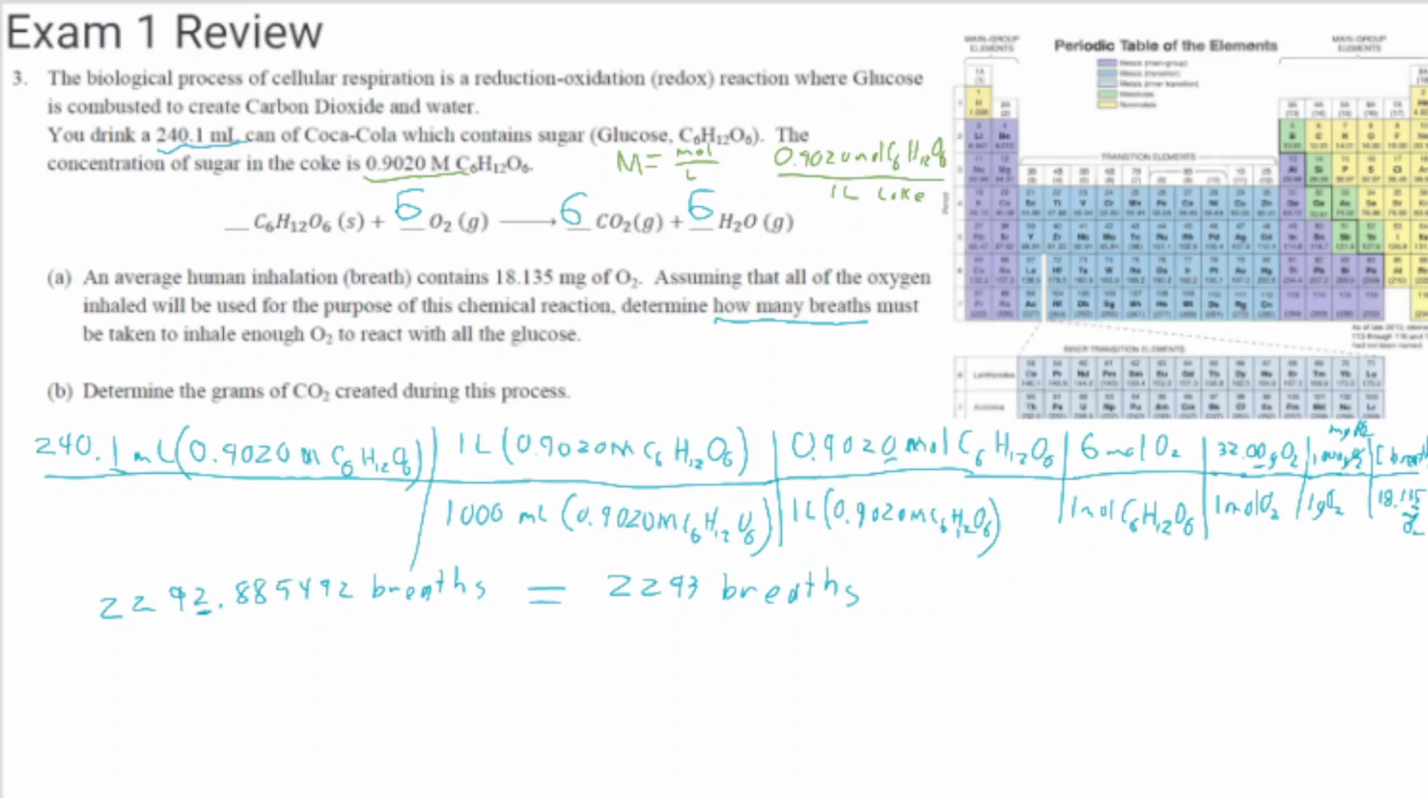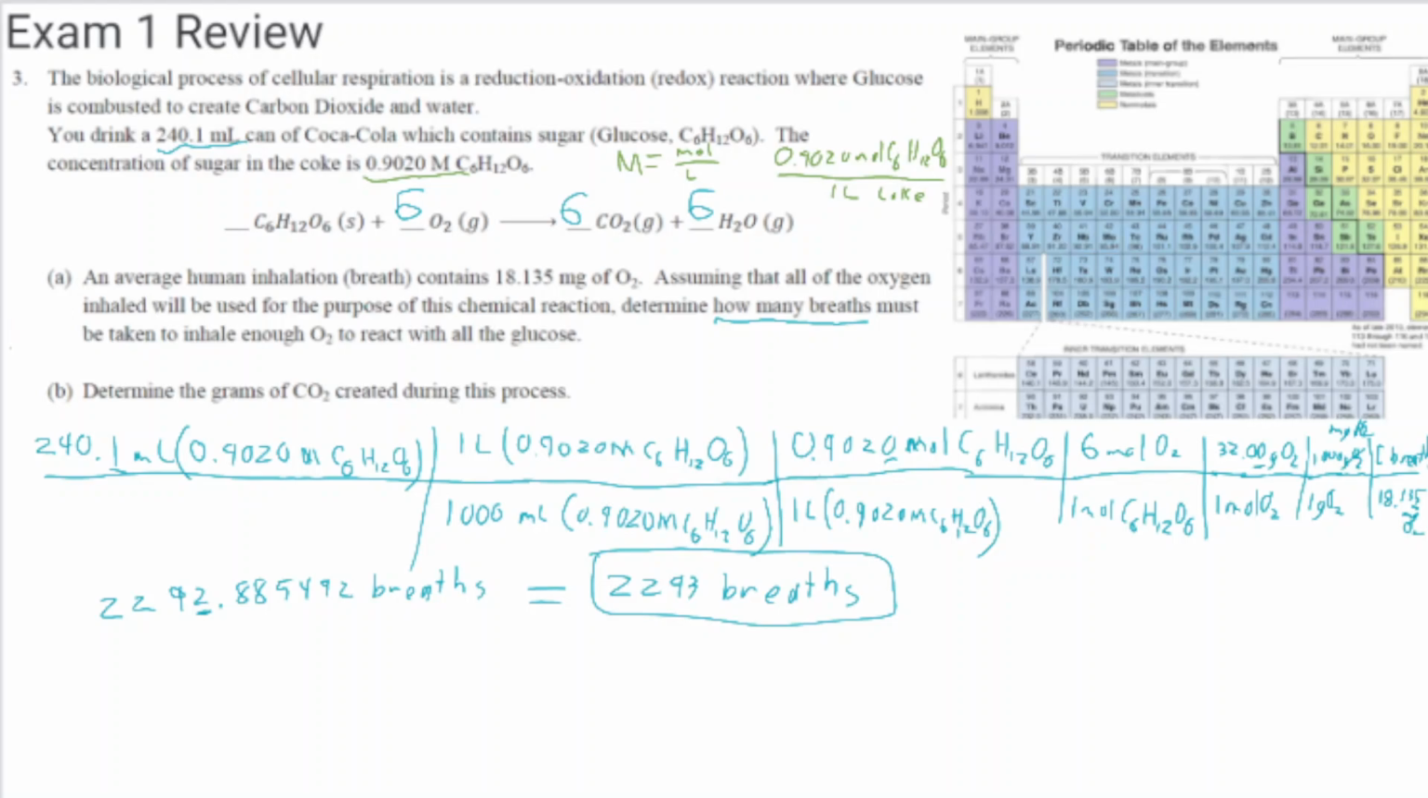All right, so now there's a part B as well. Determine the grams of CO2 created during this process. So this is going to be a very similar step. Basically, it's the same for all of this up until the point where we get our moles. So this is where it's going to change. We're going to have 1 mole of C6H12O6, and then we're going to be making 6 moles of CO2, and that's where it's going to change. So this first part is going to all be the same, so I'll go through that a little bit faster. Let's do this in a different color.